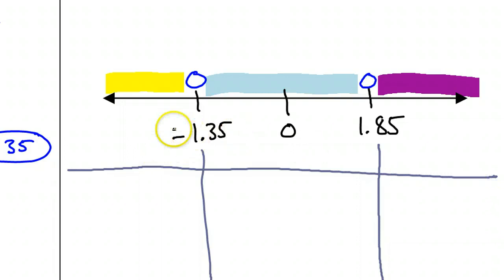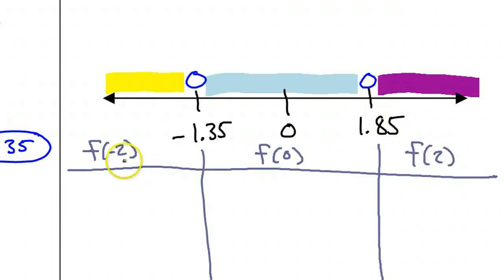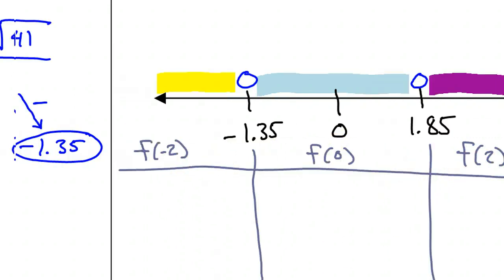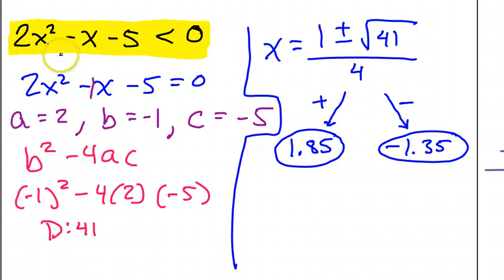Okay, so here's the chart. Test values. What test value do you want to use for the yellow zone? The first integer to the left of negative 1.35 is -2, so why not use -2 as a test value? 0 is in the blue zone, so let's use that for the blue zone. And the first integer to the right of 1.85 is +2. So let's use -2, 0, and +2 for our test values. Now this was unfactorable, so we're going to wind up using the entire function.